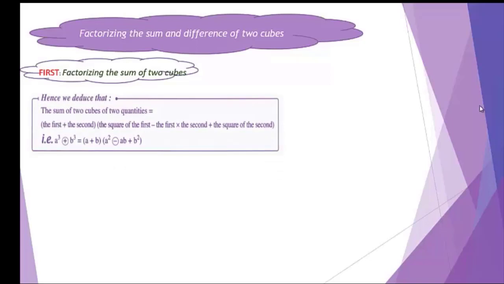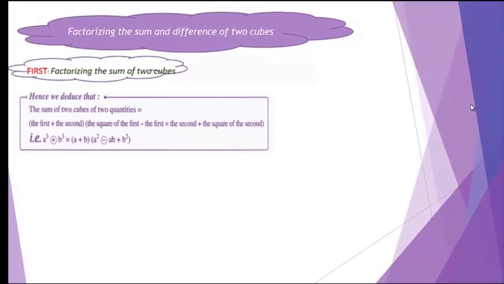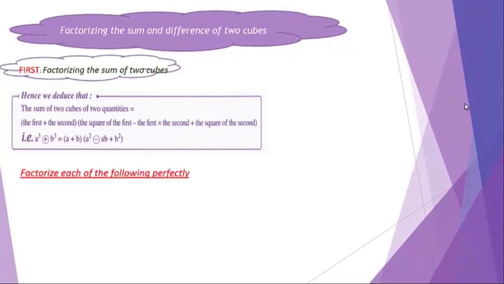Firstly, we open two brackets. One of them is small and one of them is big. In the small bracket, we put the cubic root of the first term plus the cubic root of the second term. In the big bracket, we open the square of the first and change the sign plus b minus the product of the first term and the second term.